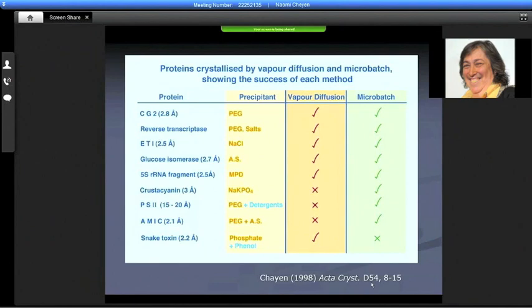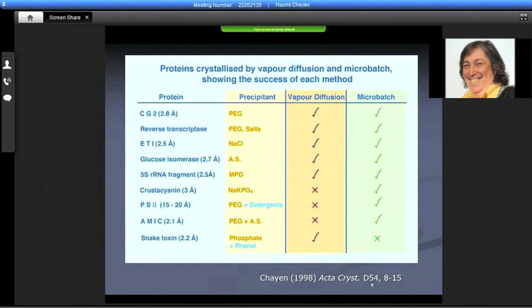So this is just the table, which shows protein crystallized in vapor diffusion and microbatch, showing the success of each. Now, I would say in 80% of cases, crystals will grow in both. There are some where you couldn't, like the one I showed, which needed a long time. And some others which will only grow in one and not the other, and we're not always sure why. Well, in the snake toxin we knew, because it was to do with the additive.